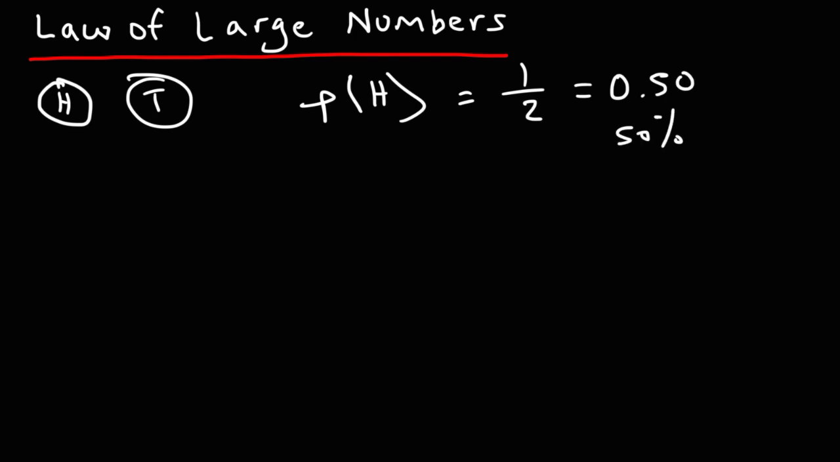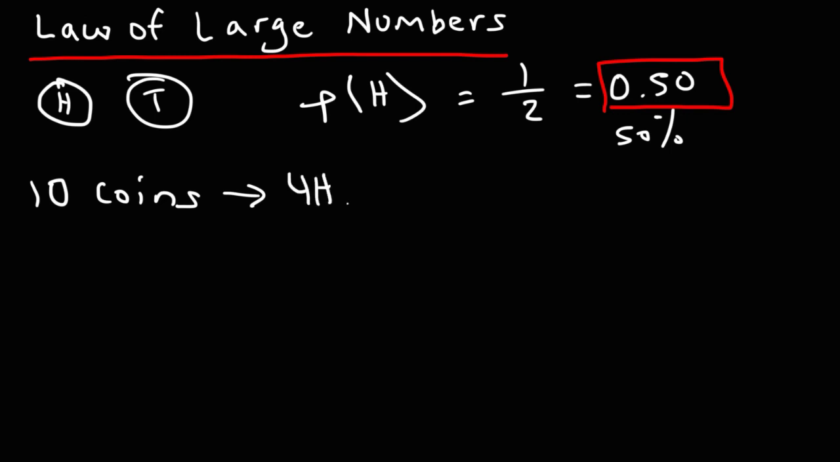Now, let's say if you flip 10 coins. Now keep in mind, this is the theoretical probability of getting heads. But if you flip 10 coins, will you get 5 heads? Because that's 50% of 10. You may get 5 heads or you may not. You might get 4 heads and 6 tails. Thus, your observed probability in this case is 4 out of 10 or 40%.